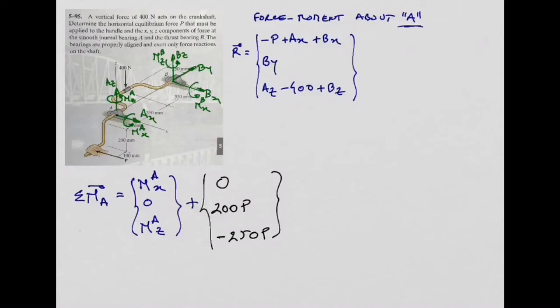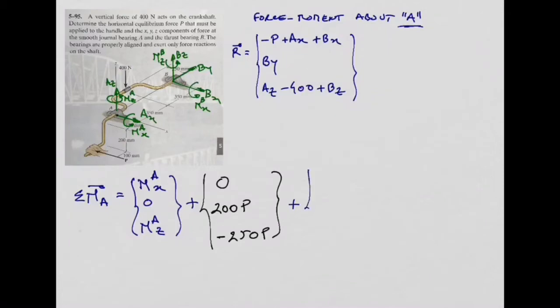We're doing it about point A, right? Oh, I didn't finish yet. So we need to continue because this is not the final moment about A, right? We still have more things to do. For example, we have to calculate the moment produced by this 400 Newton force about point A.